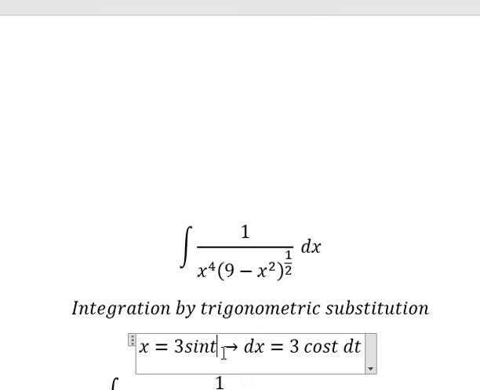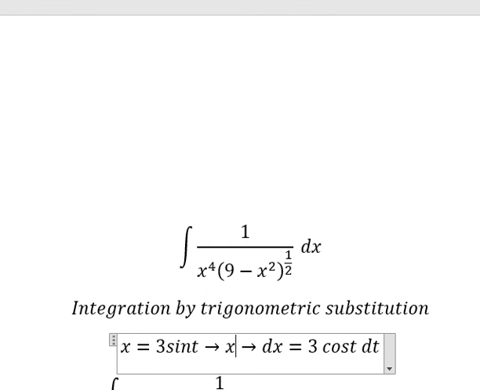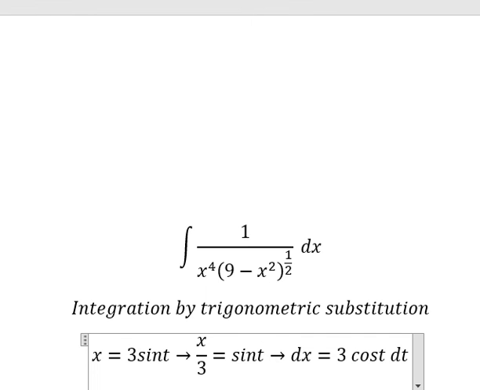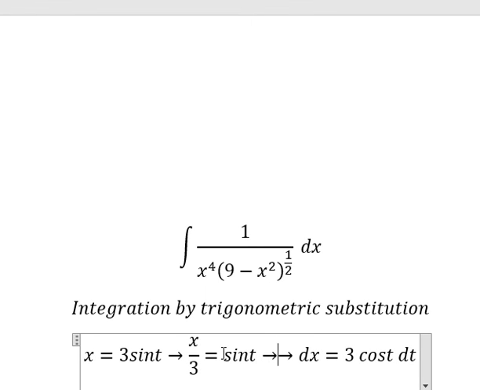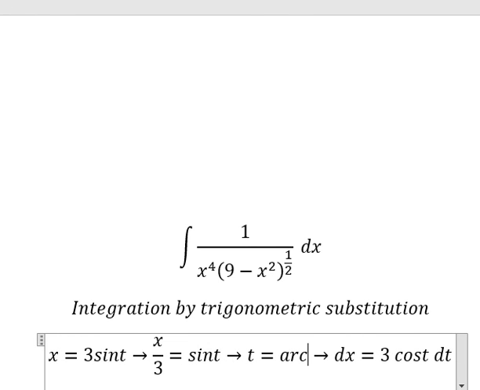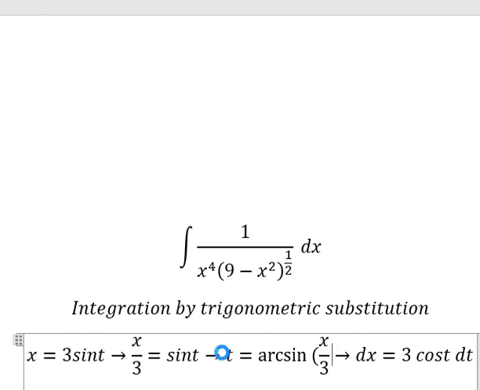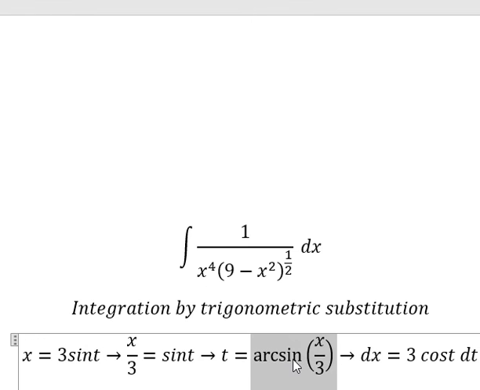So we divide both sides by number 3. And now we have t equals arc sine of s over 3. So I will put this one to change for t.